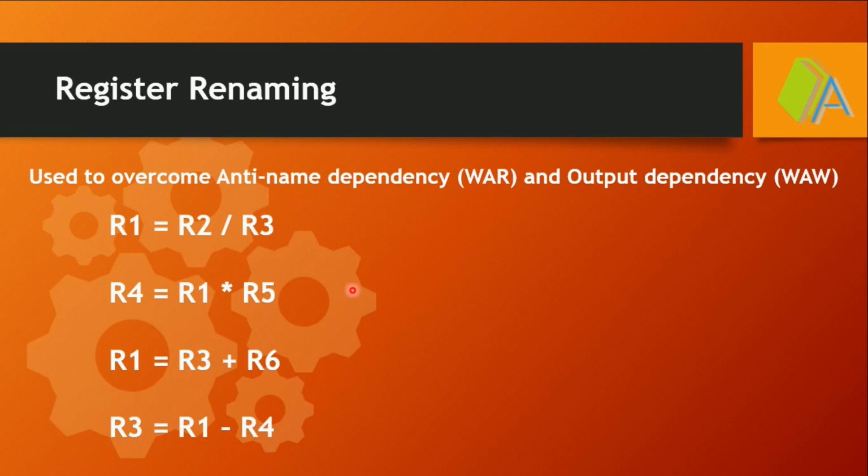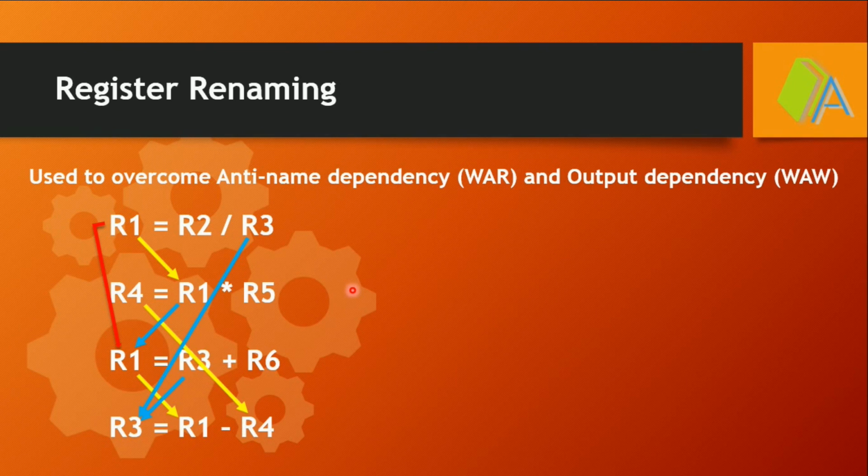So consider this example. Here we have true dependencies between these R1 registers, a true dependency on the R4 register, and a true dependency on the R1 register which is available in the third and fourth instructions. And we have anti-name dependencies between R3 and R1. We have an output dependency on R1. So this can be overcome by the compiler by adopting register renaming.